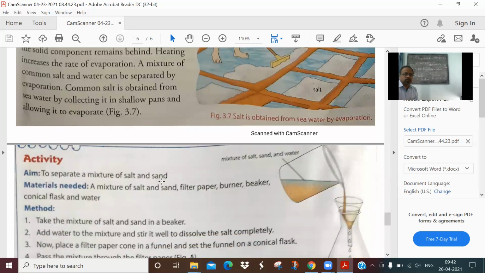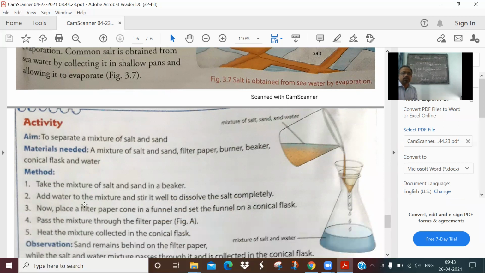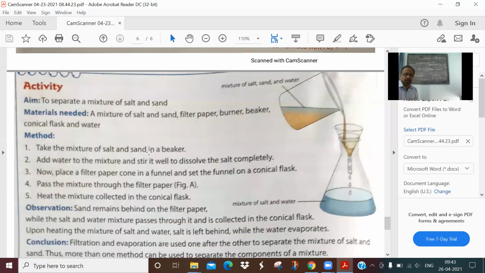The materials required are salt and sand, filter paper, burner, beaker, conical flask, and water. These are chemical laboratory apparatus. Take the mixture. In this case, we have used two methods, one followed by the other. Take the mixture, add water and shake it well in a beaker. You see that the salt dissolves in it and the sand will remain.